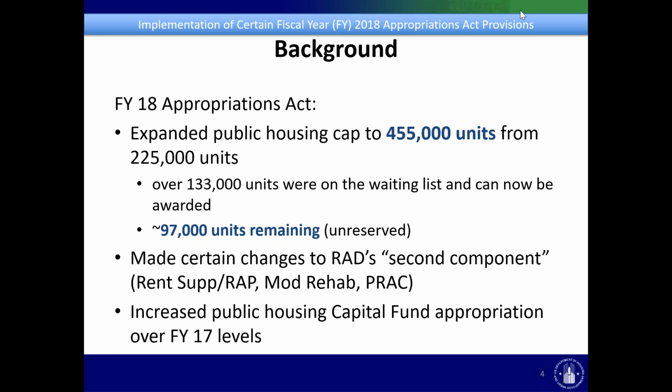The 2018 Appropriations Act also made certain changes to RAD's second component, which covers the rent supplement, rental assistance payment, mod rehab, SRO, and now 202 PHAs. And it importantly substantially increased the public housing capital fund appropriation over FY17 levels.